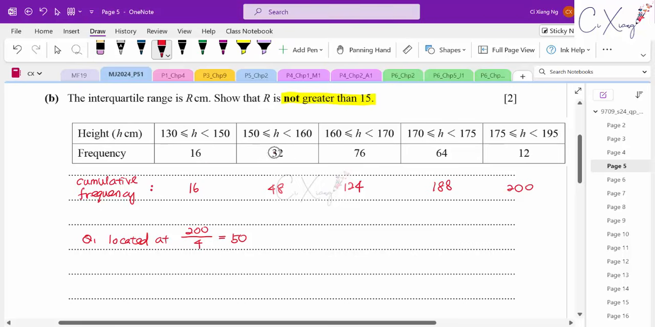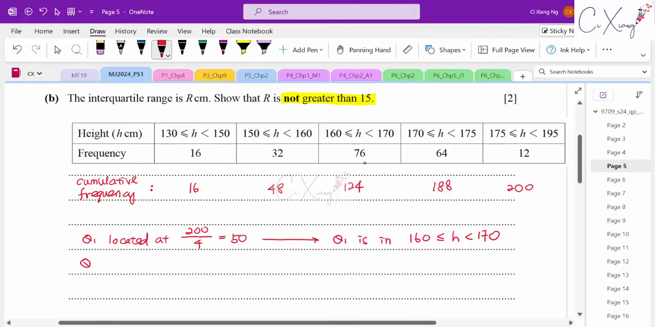Then for this bar, it consists the position from 16 until 48. Then I want to look for 51. It should be under this class. That means this class consists the data with the position 51 until 124. So you can see that Q1 is in the class 160 to 170.